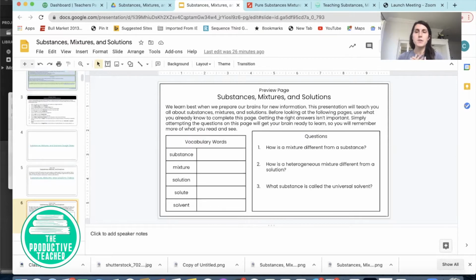Okay, here is the first page of the actual unit, and it's a preview page. I always include a preview page because previewing primes student brains to learn as much as possible. It gets those neural connections ready to accept new information. It's written here, and I always remind students getting the right answer doesn't matter. Just trying, just thinking about it, gets your brain ready to learn because it's thinking about what background knowledge it has that could apply to this topic.